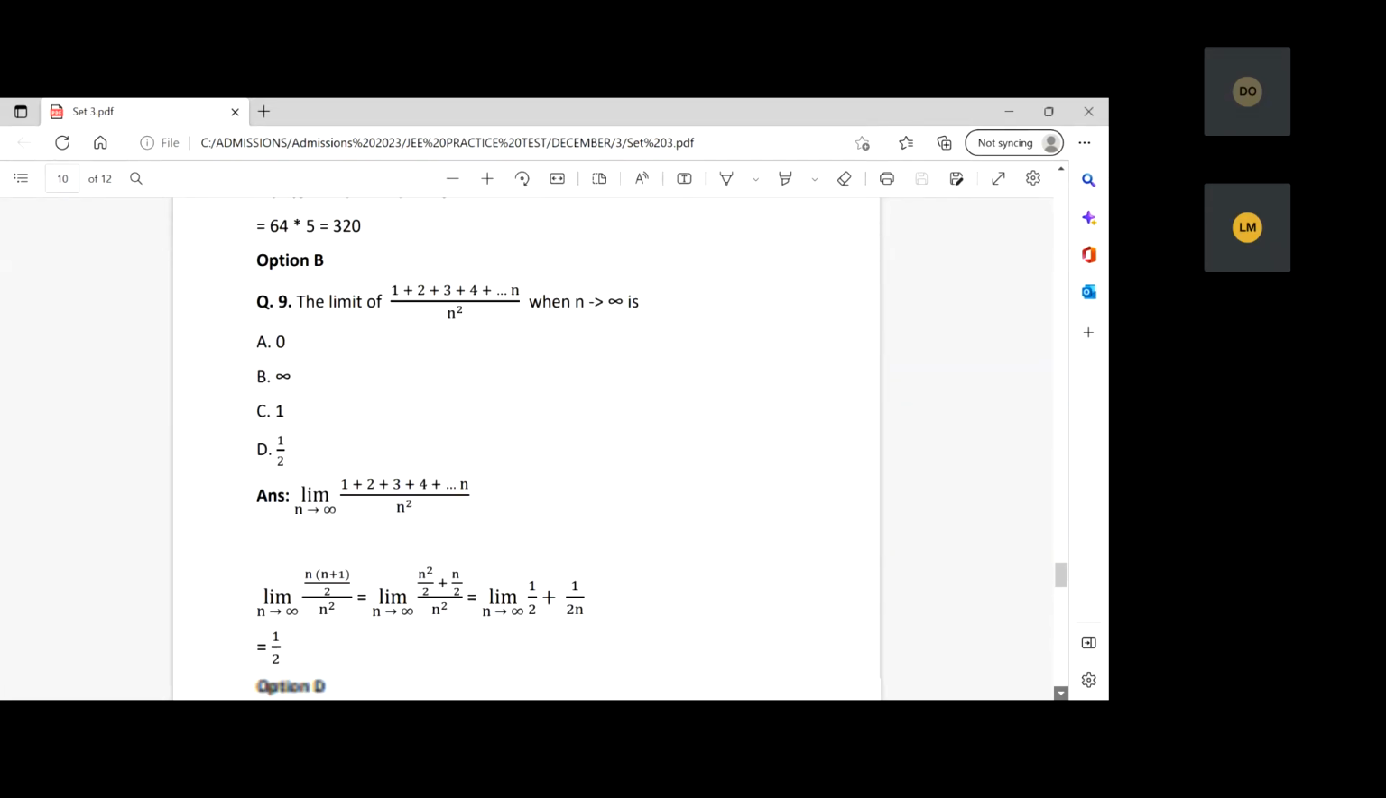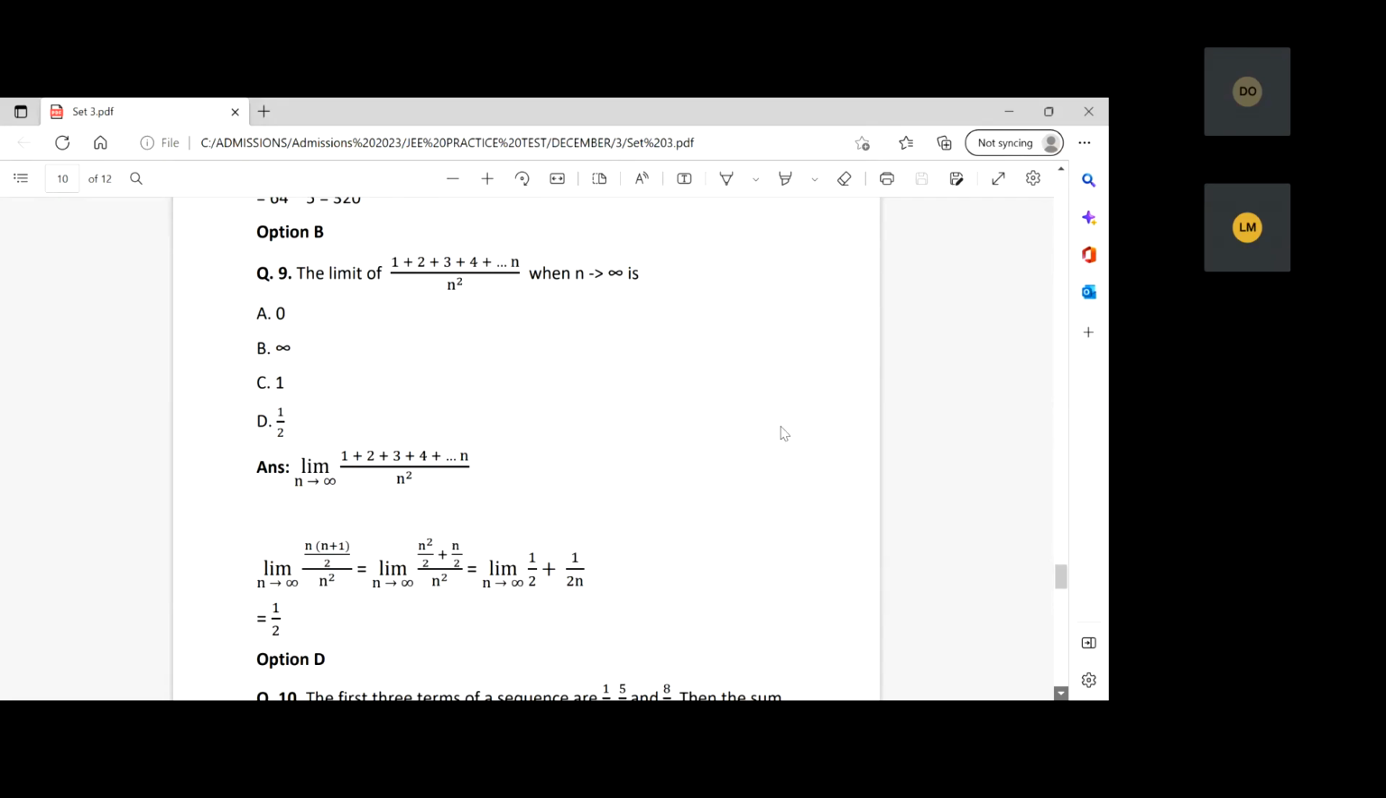I don't know. Let's check. So we know the formula, right? n into n plus 1 by 2 by n square. We can take that 1 by 2 outside and solve. Or it could be n square by 2 plus n by 2 by n square. So what will the value be? It will be limit n tends to infinity of 1 by 2 plus 1 by 2n. So that term is not there, and the answer for the question is 1 by 2.